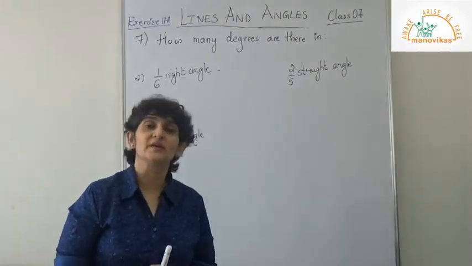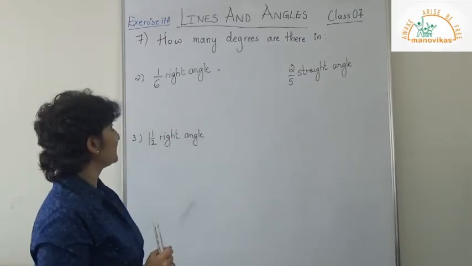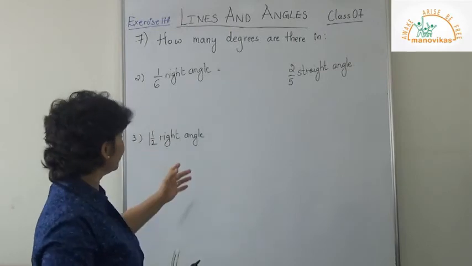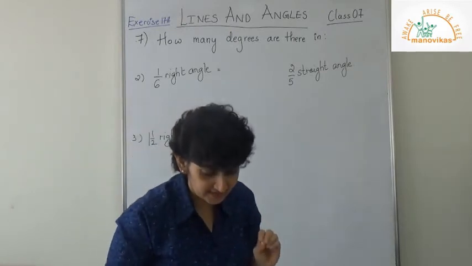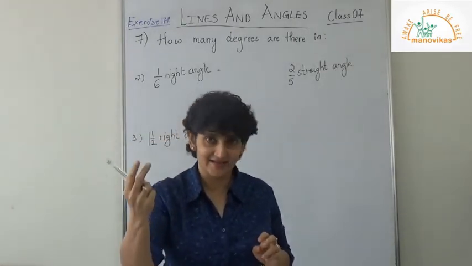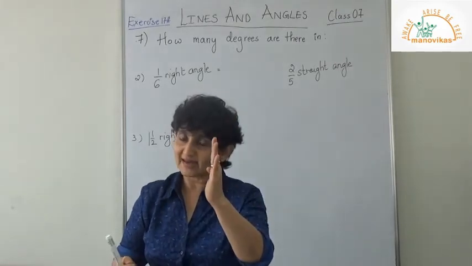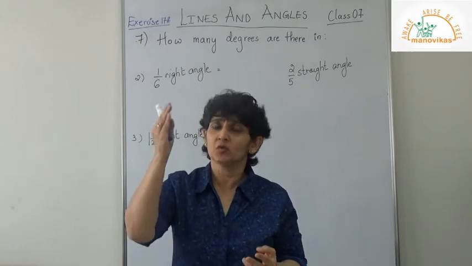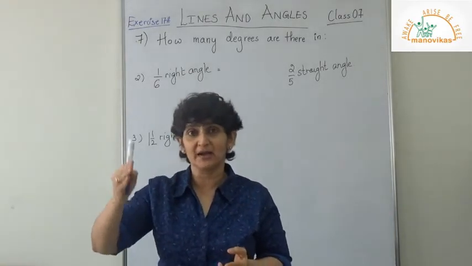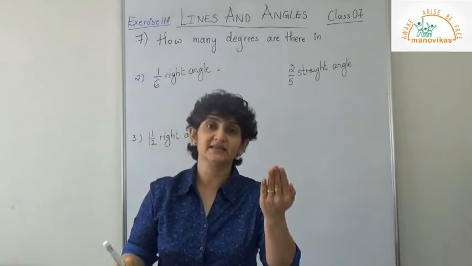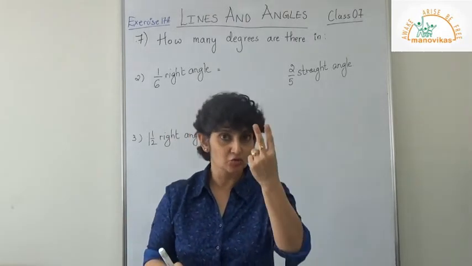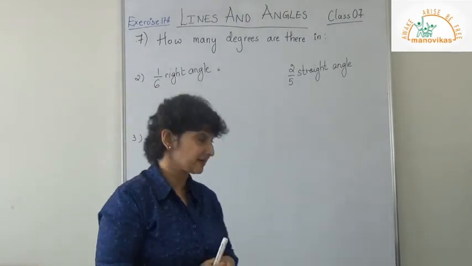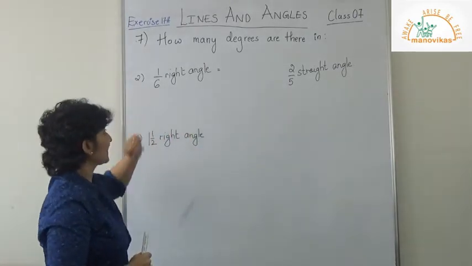Alright children, let's read question 7. Question 7 says, how many degrees are there in? Now your question 1 is 2 right angles. Children, you know, 1 right angle is 90 degrees. So 2 right angles will be 90 multiplied by 2 or 90 plus 90. So 2 right angles is equal to 180 degrees. Correct.